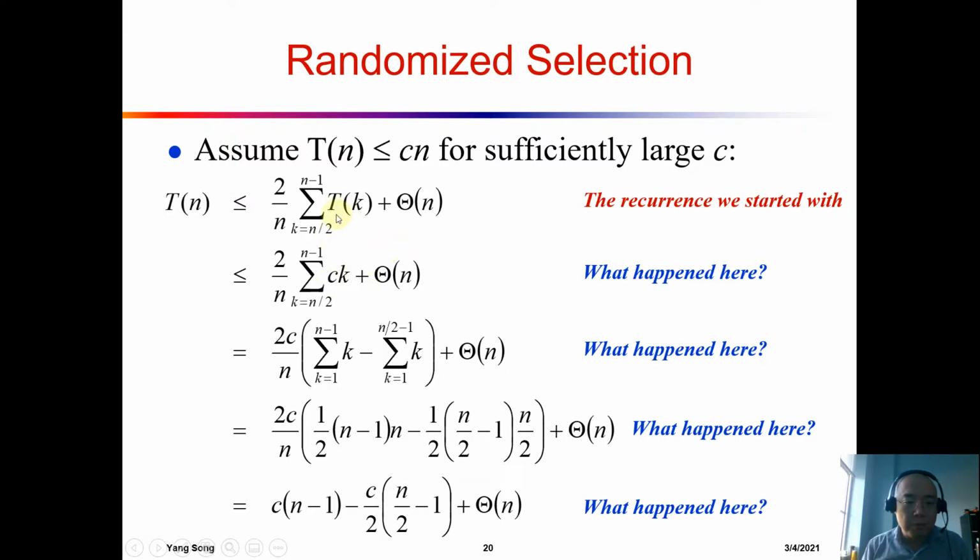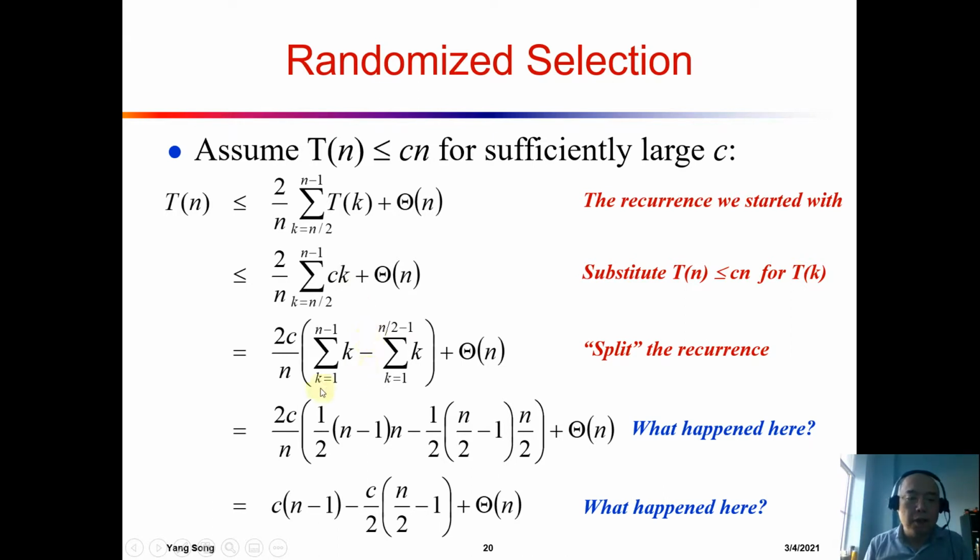Okay, so we started from here, and what happened here? We are substituting T(n) with ck. We are doing a substitution because we are very confident that this T(k) is going to be a linear time, so we are just substituting T(k) with ck. And then what is this part? Well, first we are trying to extract this c out because c is a constant. And then for the sum from half n to n minus 1, we are splitting that into two parts.